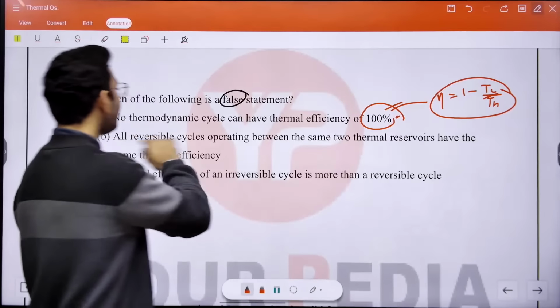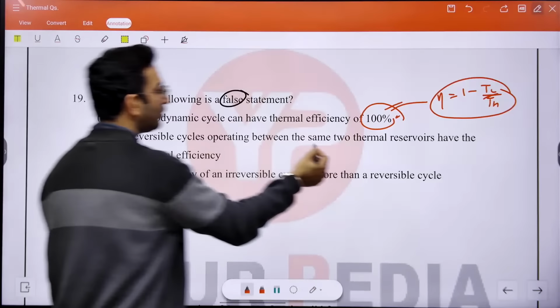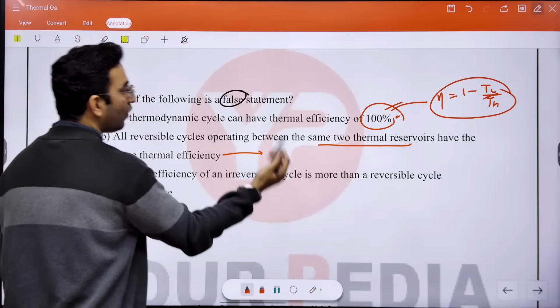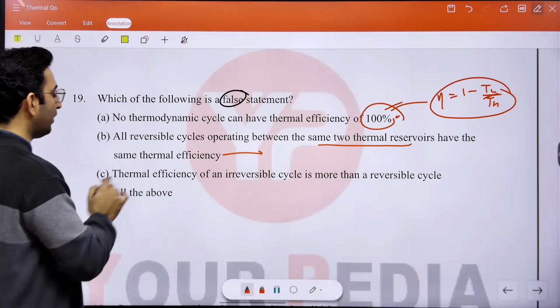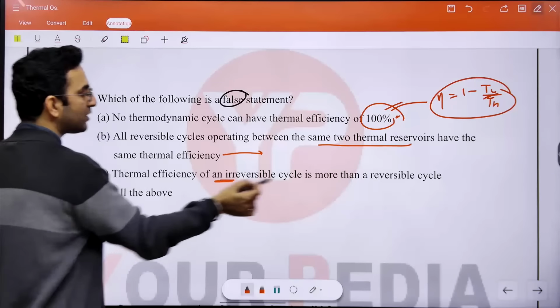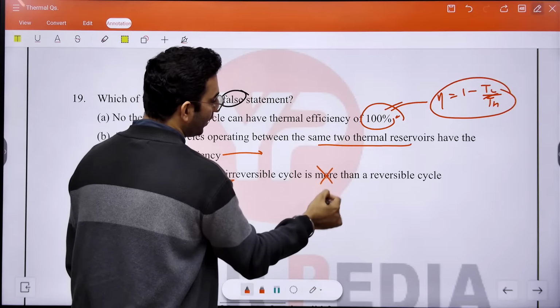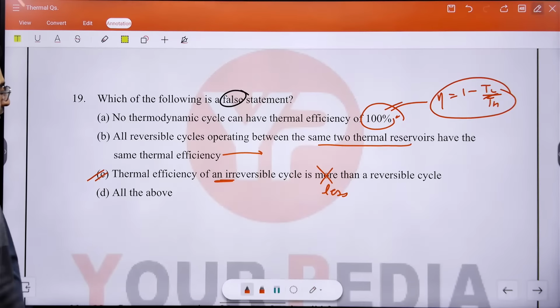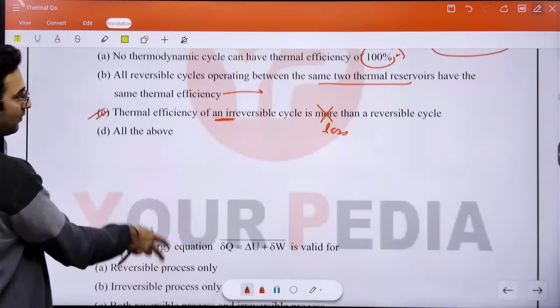Next part, all reversible cycles operating between the same two thermal reservoirs have the same thermal efficiency. That is a corollary of the Carnot theorem. That is also a correct one. Thermal efficiency of an irreversible cycle is more. It is wrong. It is less than the reversible cycle. So that is a false statement. Next part.